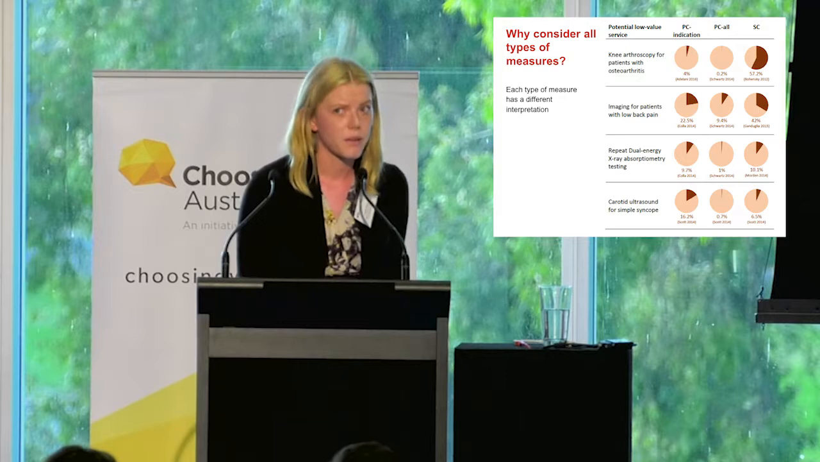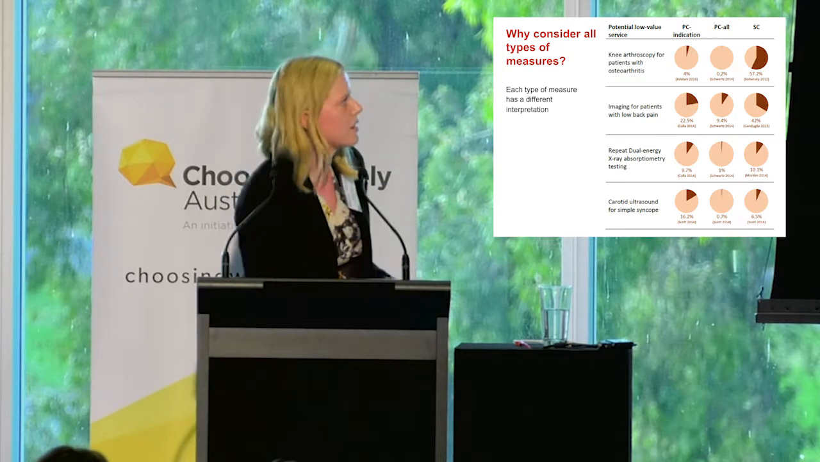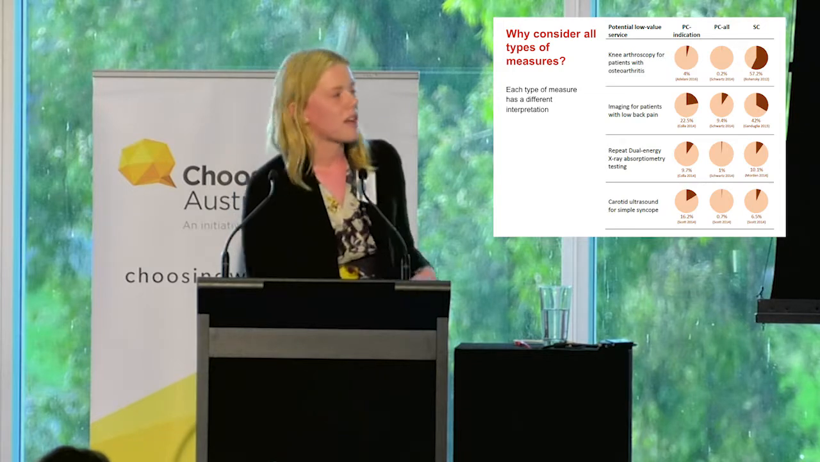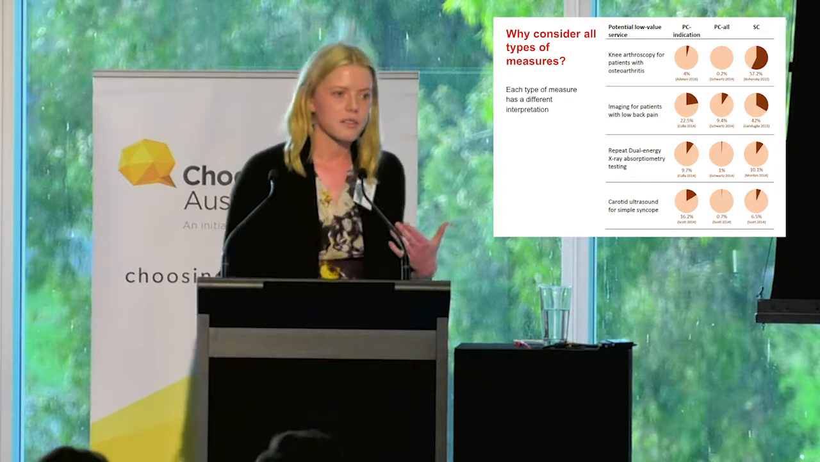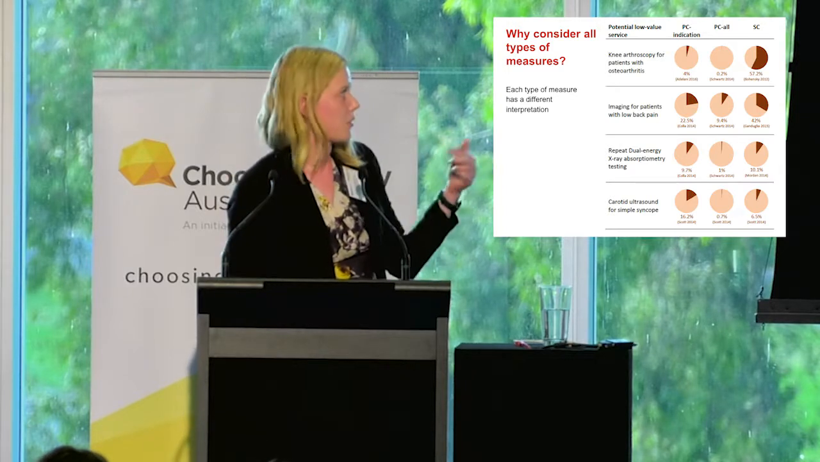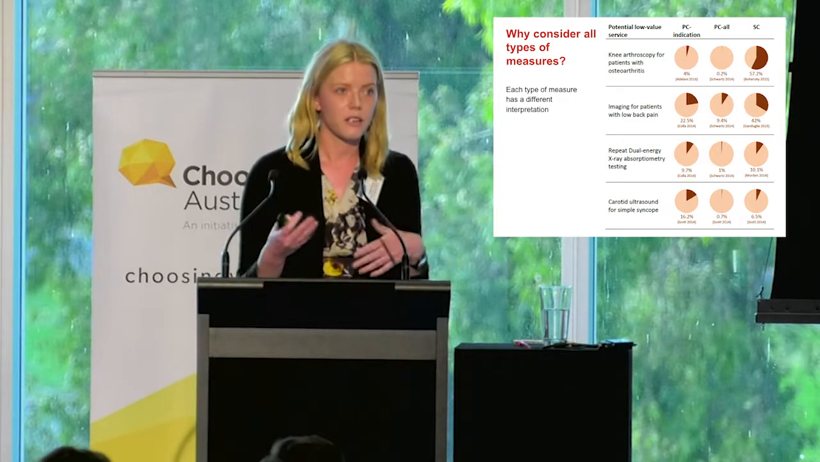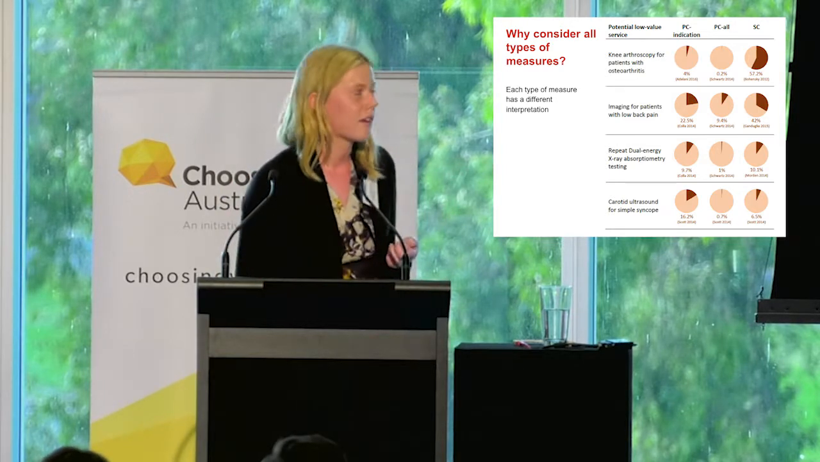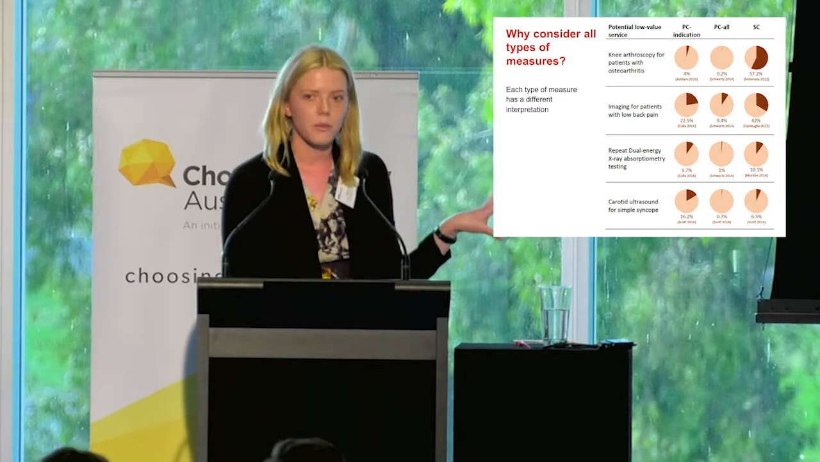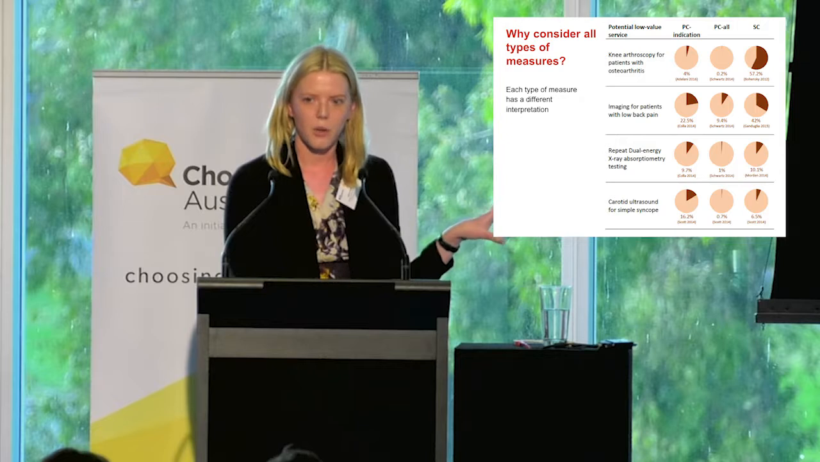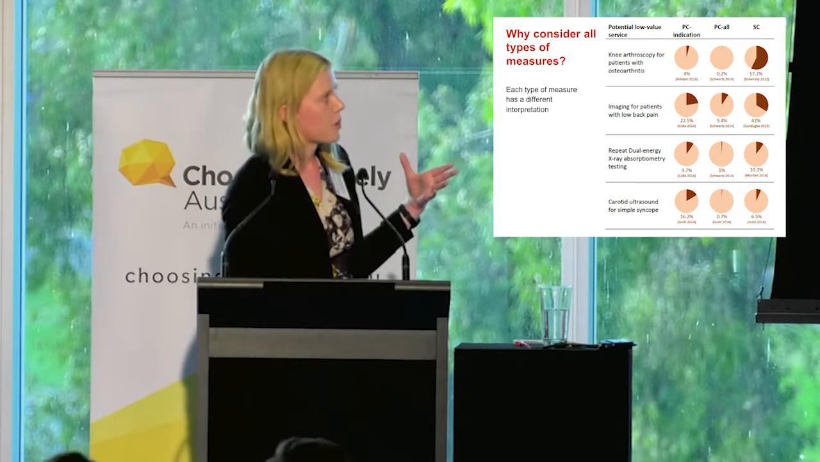So why consider all these different types of measures when you're looking at these studies? Well, one is that to get a complete picture of what our low value care measures look like, sometimes we need to look at all three. So the knee arthroscopy for patients with osteoarthritis, which you've heard a bit about today, is a good example. These were numbers taken from different studies, so they're not in the same populations, but it gives you an idea of what it would look like if they were in the same populations.